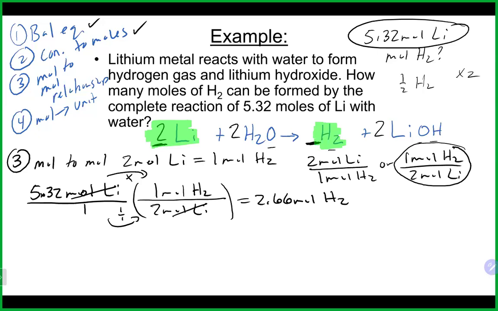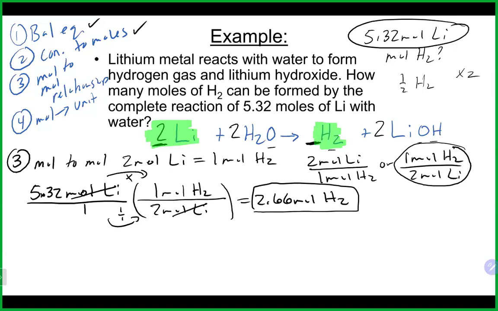Do I need to go any further at this point? What am I looking for? Moles of hydrogen. Yeah. So you could put a box around it, which would be a good idea at this point. We actually don't need to do step number 4 here. By the way, if we wanted grams, what would we need to do?